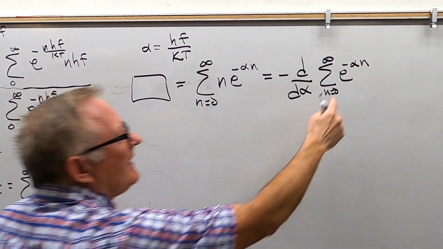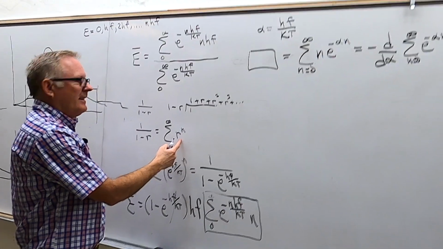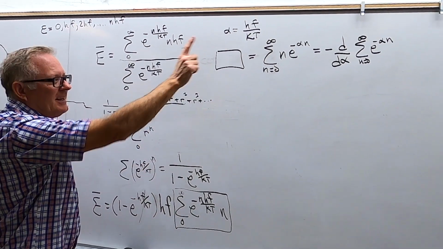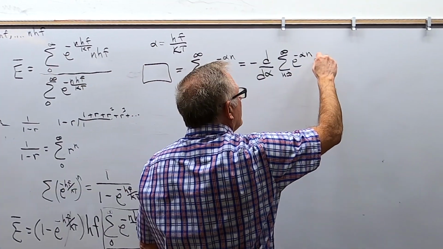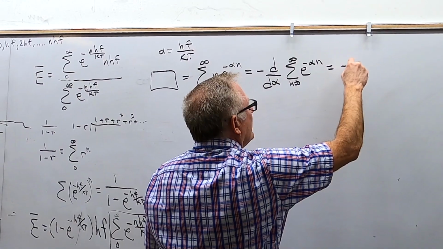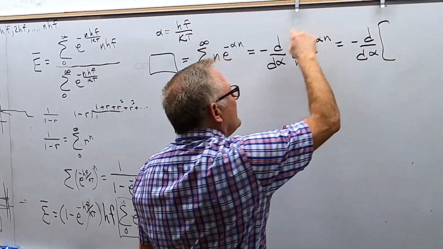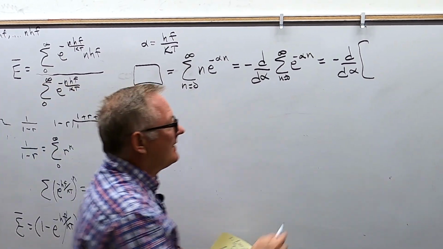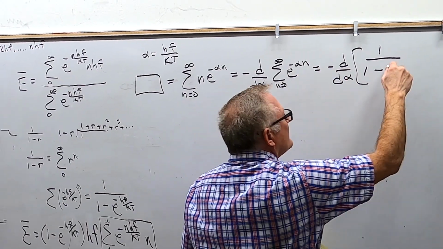And I know what the sum of e to the minus alpha n is, where r is just my e to the minus alpha. So this just becomes minus the derivative with respect to alpha, and then this whole sum is just 1 over 1 minus r, which is e to the minus alpha.